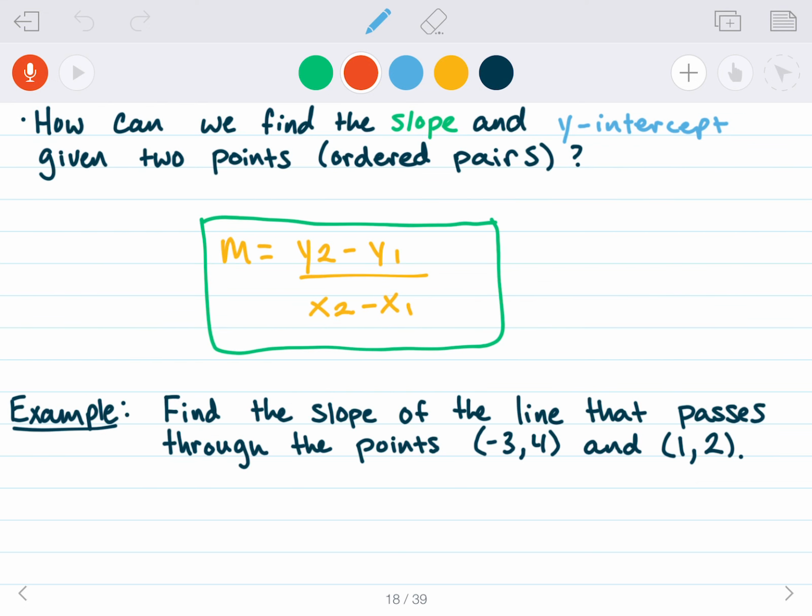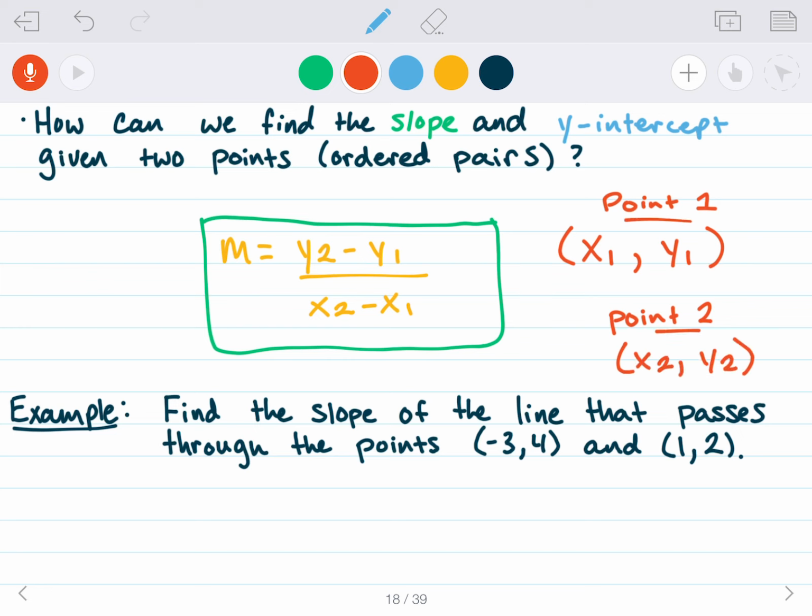Okay, so there is a way to find the slope, or the rate of change, and the y-intercept given two ordered pairs. It's super easy. If we're given 2 points, we can figure out everything we need to know. The way that we do it is with this formula right here. It says the slope, which is m, is equal to y2 minus y1 over x2 minus x1. Now, what do the y's and x's mean? Well, one point is going to be called x1, y1. This is point 1. And then another point, point 2, is going to be called x2, y2. So those are what those letters represent.